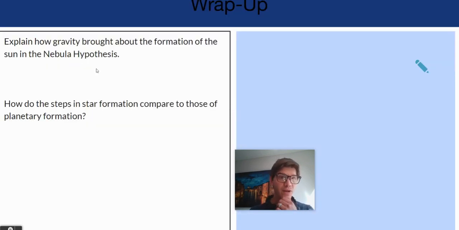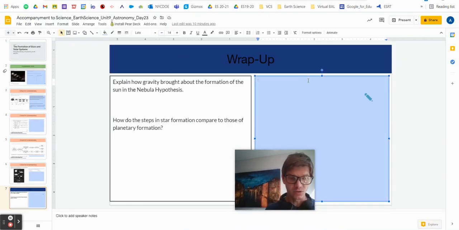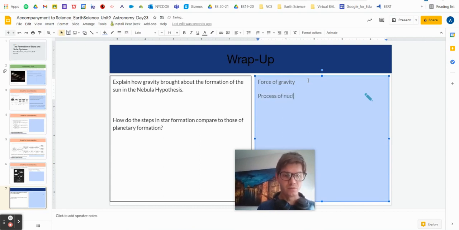So just to wrap it up today, talk about how gravity brought about the formation of the sun in the nebula hypothesis, and then compare it to planetary formation too. So definitely, as you're writing in your answer, of course, talk about the force of gravity, talk about the process of nuclear fusion. Oh my goodness, sorry, I can't type and write. And I would talk about that in relation to both of those things.